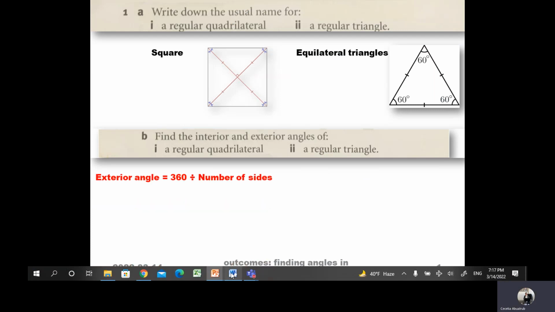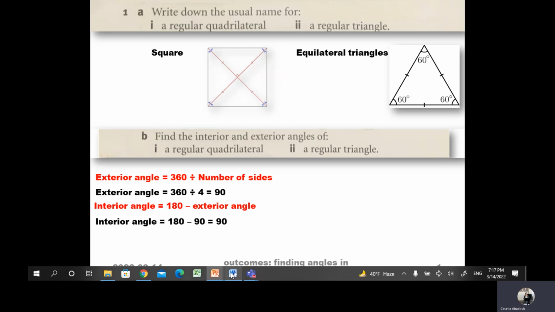Okay, let's apply this. So the exterior angle, E, is equal to 360 over N, or we can write it horizontally as 360 divided by N, which is the number of sides. And like we said, in a regular quadrilateral, there are 4 sides, and 360 divided by 4 will be 90 degrees. So the interior angle, I, is equal to 180 minus E. So 180 minus 90 will be 90.